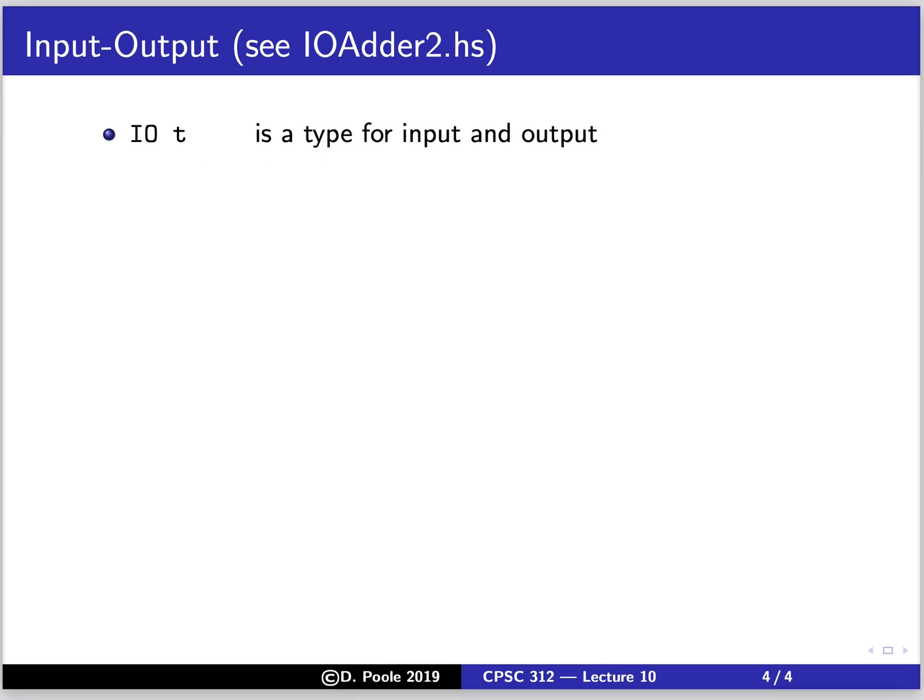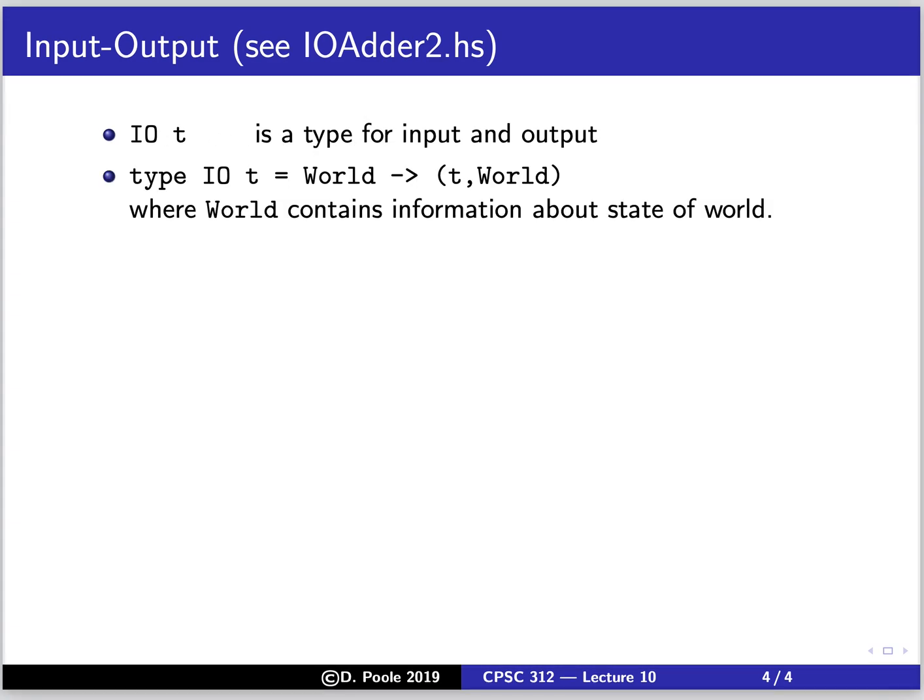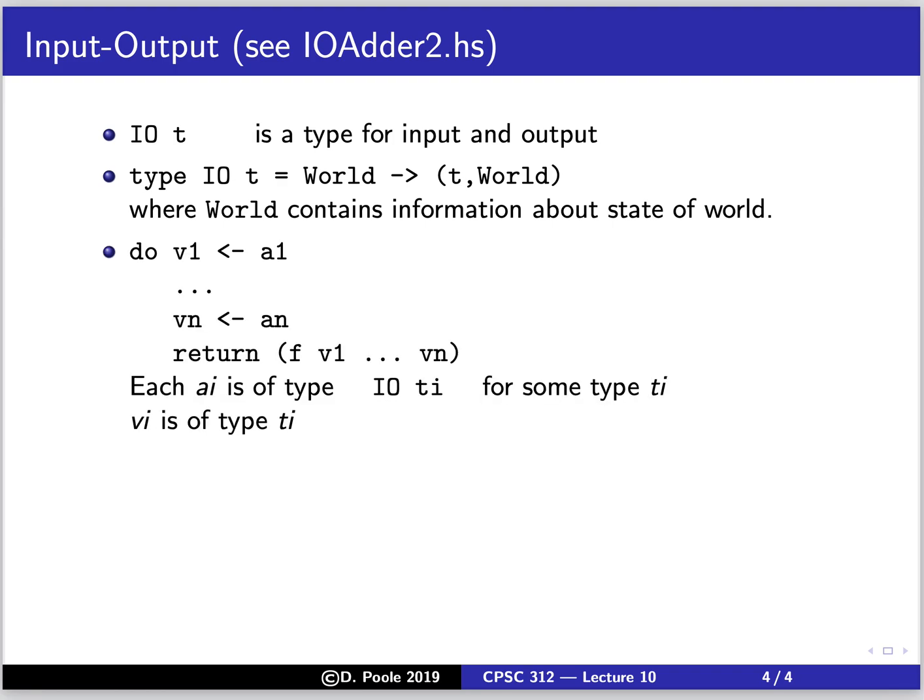So here's a little more detail of what's going on. IO of t is a type for input and output. One way of thinking about this is that IO of t is a function from the state of the world into a pair of t and the state of the world. So you can think of IO of t as a function that takes the state of the world, returns a value, and a new state of the world.